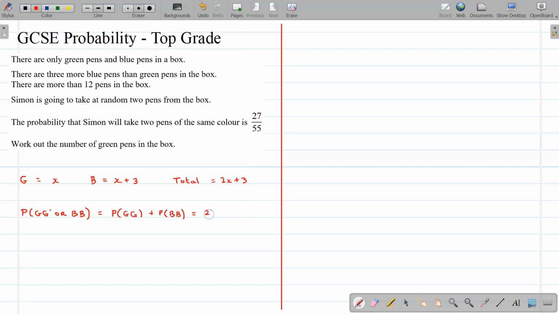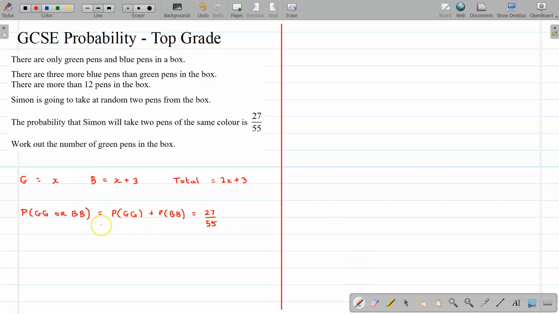Okay, so just to be clear, the reason we can add them together is because the 2 outcomes of getting a green or a blue are what we call mutually exclusive. That means you can't pick a pen that's both green and blue at the same time. So because the events are mutually exclusive, that means they can't happen simultaneously. We can simply add the 2 probabilities together, which is what we're doing here. Okay, so let me just take that little mark away there. Right, so that's what we've got so far.